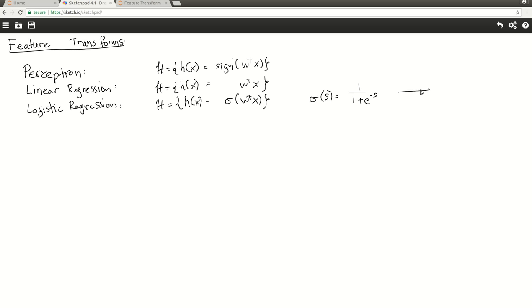This is the sigmoid function that looks like this. This is a bit difficult to draw. This function is between 0 and 1. In the logistic regression IPython notebook, there is a plot of this function if you want to see it.